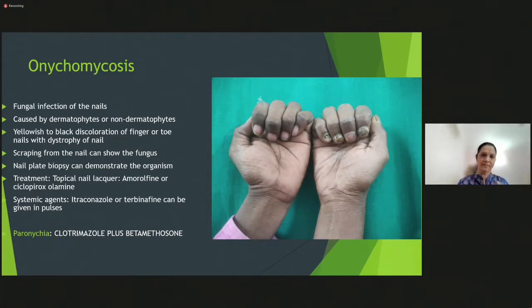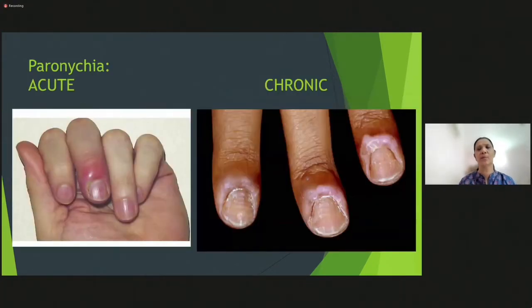Now here, a word about paronychia. See, there are two types of paronychia. Acute paronychia, usually following a trauma. Like, some people peel the lateral nail fold. So from there, the infection gets in and there is a swelling which is very painful. In this condition, oral antibiotics will work. Any penicillin or cephalosporin can be used. Or if there's pus formation, then it has to be released, then only the pain will go.